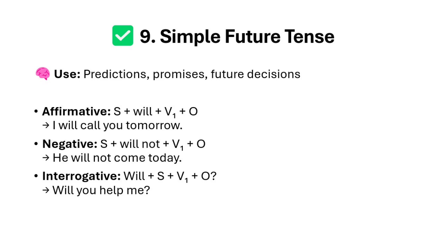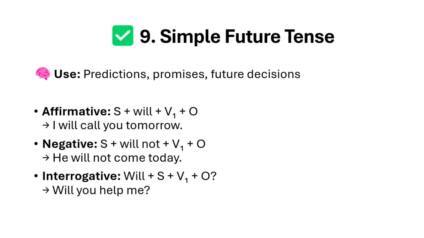Now let's see simple future tense. This tense is used to tell predictions, promises, and future actions. Now see affirmative sentence structure. Subject plus will plus first form of verb plus object. Example, I will call you tomorrow. Negative sentence structure. Subject plus will not plus first form of verb plus object. Example, he will not come today.